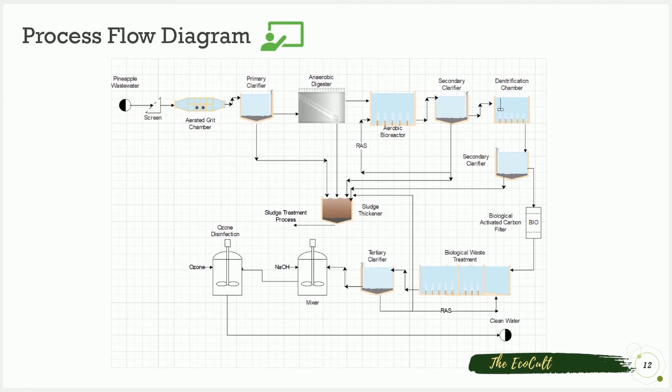As wastewater enters the biological activated carbon filter, the tertiary treatment now occurs. In this equipment, the Kjeldahl nitrogen is removed. The wastewater then goes through the biological waste treatment to remove the phosphorus content. Then, in a mixer, the sodium hydroxide is injected to increase the pH level of the water. Finally, wastewater undergoes ozone disinfection where ozone is used to kill the remaining bacteria. Then it is finally released as clean water.